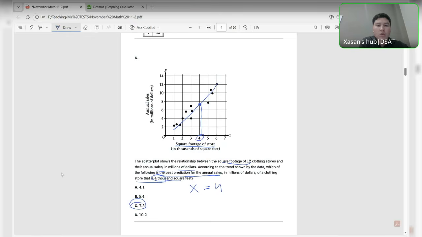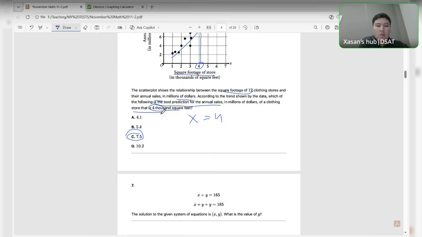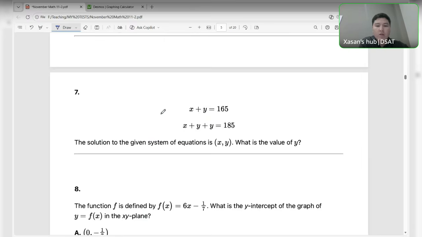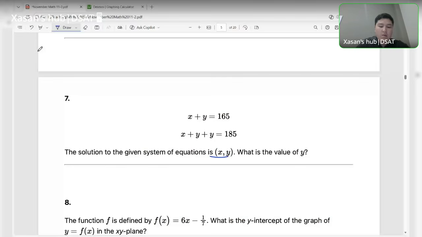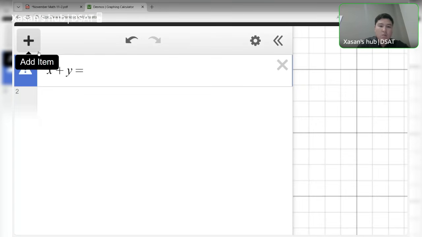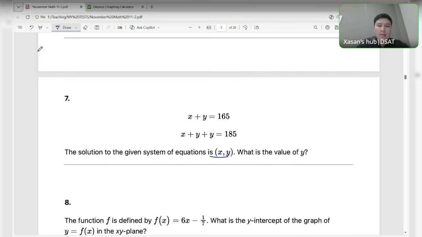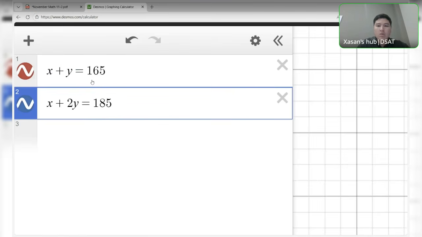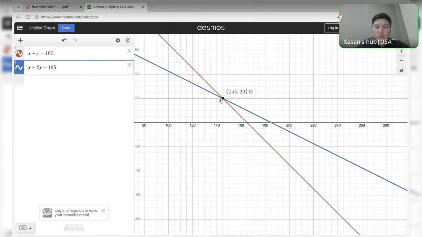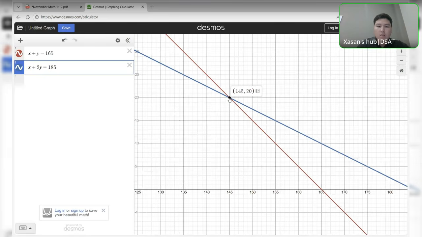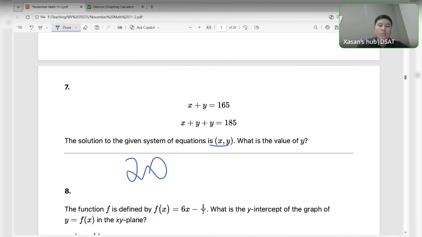So out of like 6 questions, we solved 2 by hand. And question 7, the solution to the given system of equations is x, y. What is the value of y? That one is, of course, possible. So it is now x plus y, which equals 165, and then x plus 2y, which equals 185. And then the solution is 145 and 20. So that's asking for y, which is 20 here.